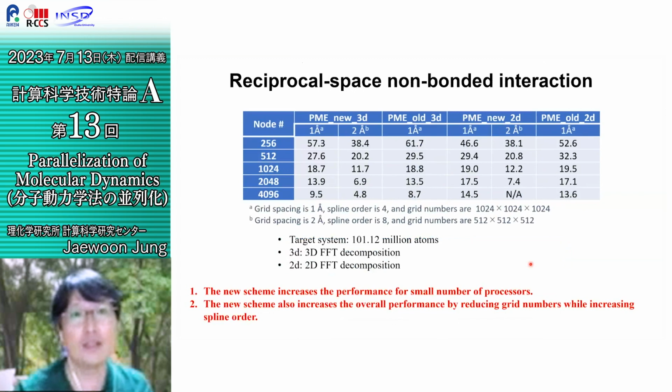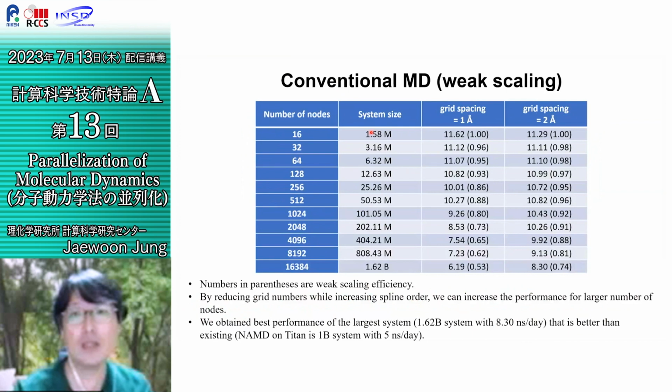And by making use of a new PME scheme, we could use a much smaller number of grid points, and we can reduce the fast Fourier transformation calculation. And finally, we could obtain very good results. This one is a weak scaling result. And finally, it could even perform a 1.62 billion atom system. I think this one is the largest system in the world. And for this system, you can perform this way.